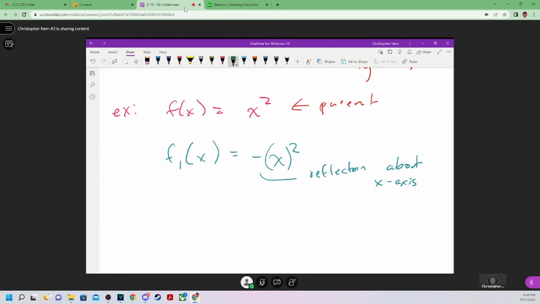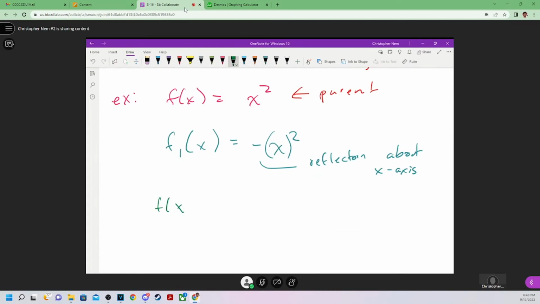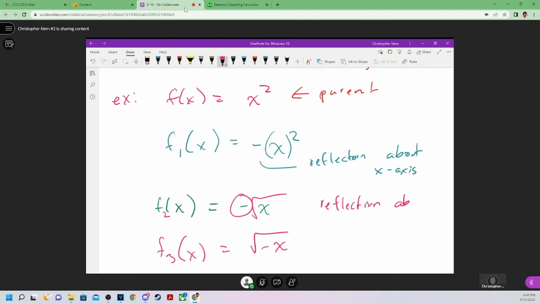Well, let's do one last example now with that. Let's do f of x equals negative square root of x, where your parent graph is square root of x. And then let's do f of x equals square root of negative x. Well, this is outside my function, so it should be reflection about x. And this is inside, so it should be a reflection about y.